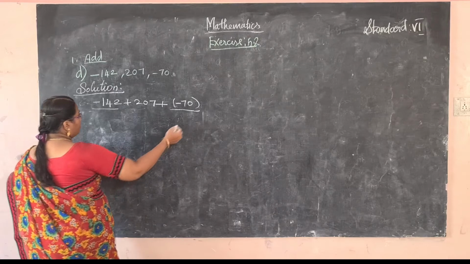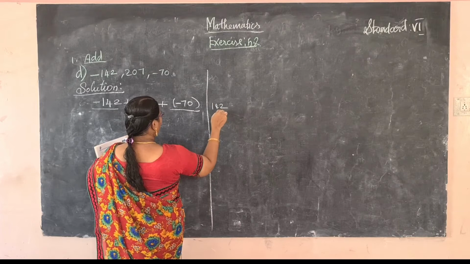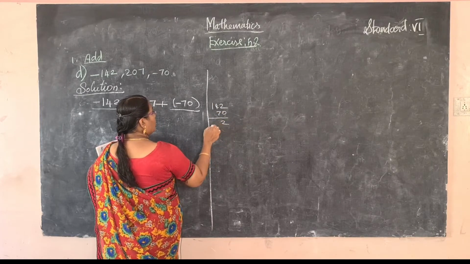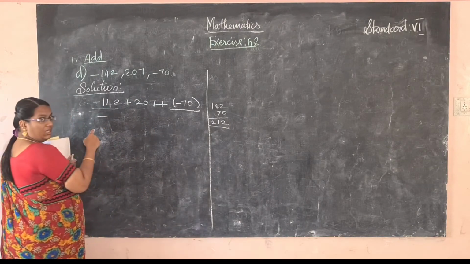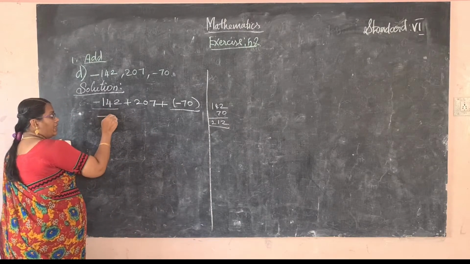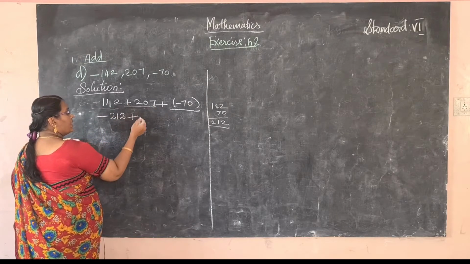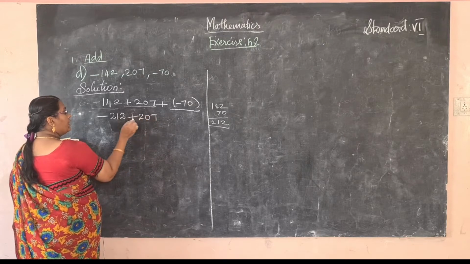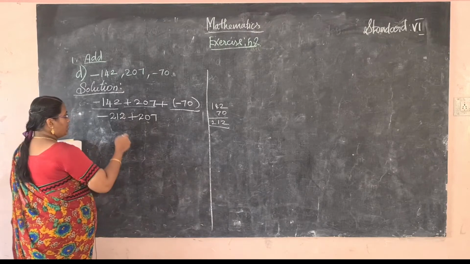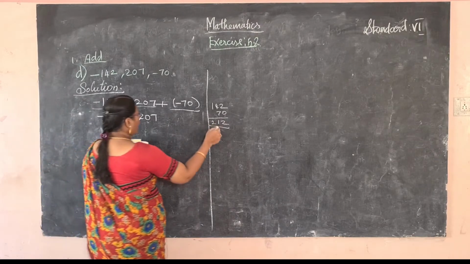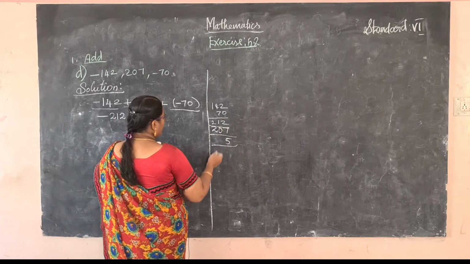So what is the value? 142 plus 70, 212. So the same sign: add, and what we get is 212. Okay, and the remaining number is plus 207. Now we get two different signs. What do we do? Subtract and put the greater number's sign. First subtract: 212 minus 207. What do we get? 5.